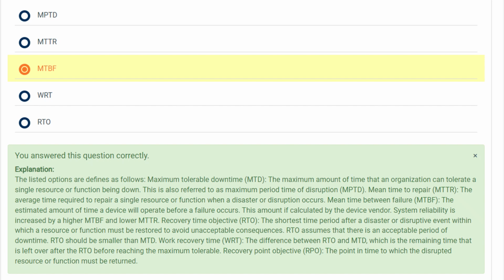Work recovery time, WRT, is the difference between the RTO and the MTD, which is the remaining time that is left over after the RTO before reaching the maximum tolerable amount of time. The recovery point objective, or RPO, is the point to which the disrupted resource or function must be returned.